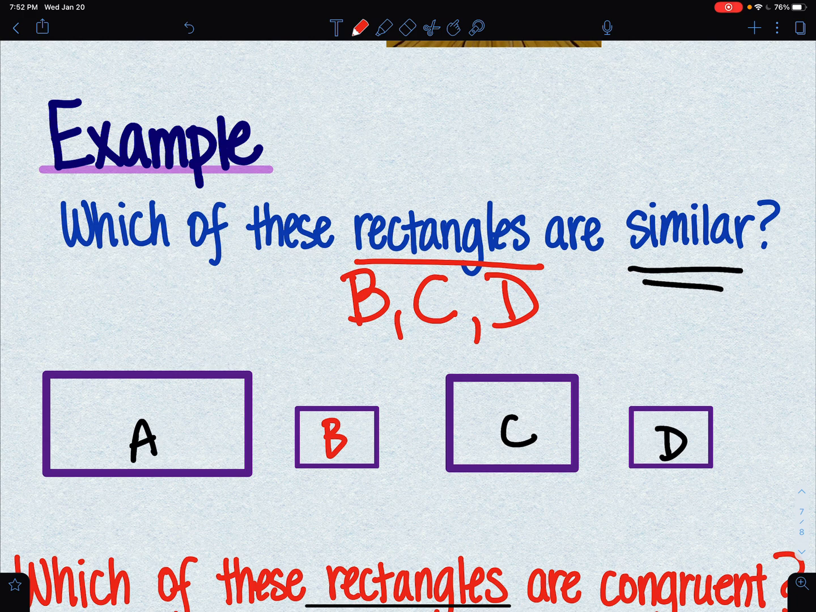Okay? Oh, and I guess you can call B and D similar because they are the same. So I guess you can be similar and congruent, because why not, huh?